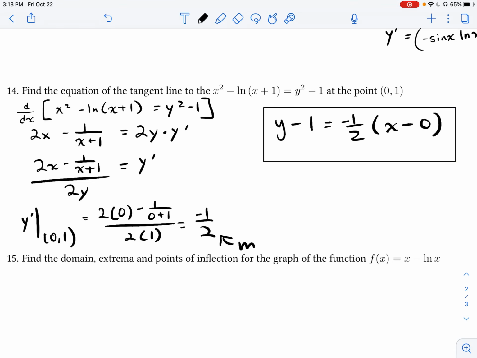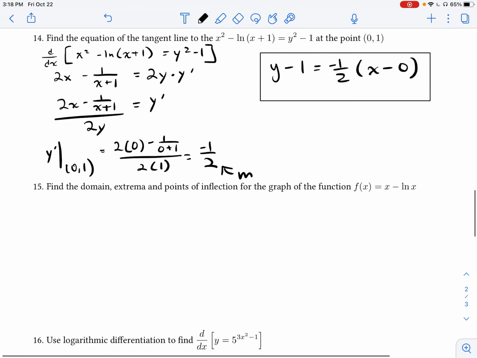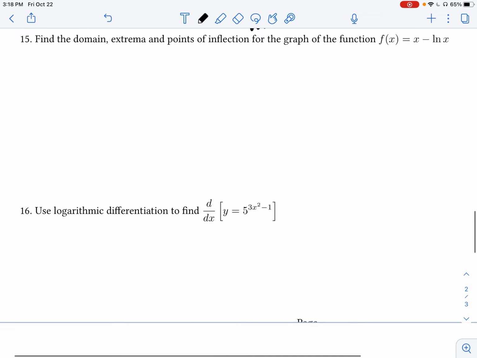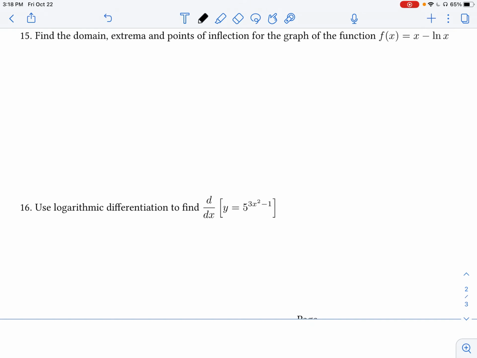All right, let's try another one here. Let's try this problem here, number 15. Let's find the domain, the extrema, and points of inflection for this graph. Again, this is a type of problem that we're familiar with doing. We've done many of these in this course, but we haven't done them yet with a natural log function. So we can first start by finding the extrema. Actually, let's start by finding the domain. That would probably be a good place to start. Let's find the domain of this function here.